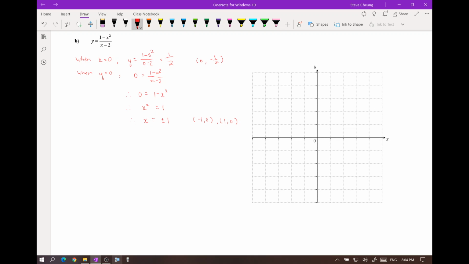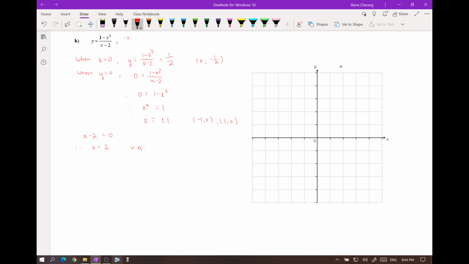To find the vertical asymptote, we set the denominator equal to 0. Therefore, this is just x equals 2. This is vertical. And for the horizontal asymptote, we take a look at the biggest degree term on the top and on the bottom. Now for this example, because the degree on the top is bigger than on the bottom, we have to use long division to find out what the oblique asymptote is.